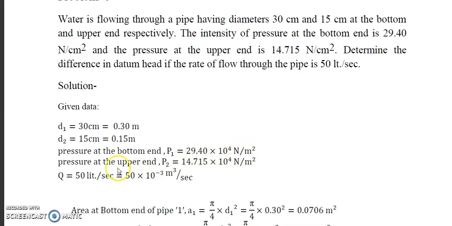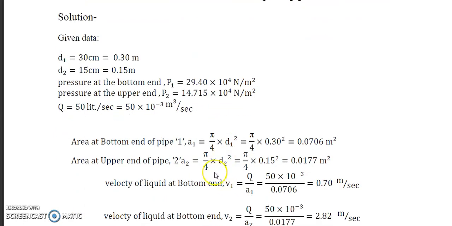Like that we can write the pressure at the upper end, P2 is equal to 14.715 into 10 to the power 4 Newton per meter square. Like that, here also Q is given, the rate of flow 50 liter per second. You are converting liter per second to meter cube per second, so you are multiplying by 10 to the power minus 3. So 50 into 10 to the power minus 3 meter cube per second.